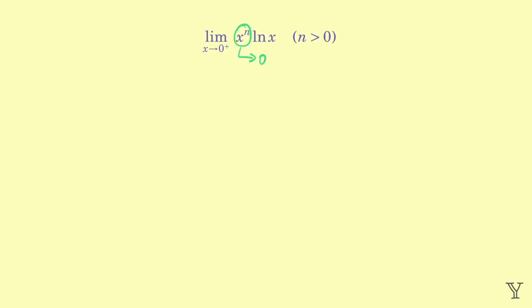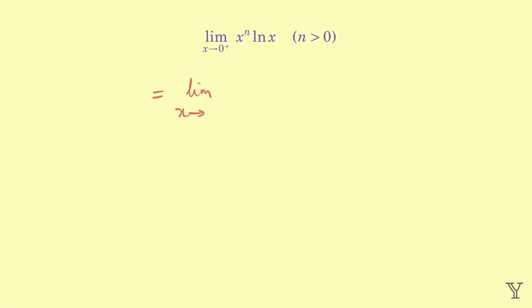Also, we know that as x goes to 0 from the positive side, log x goes to minus infinity. We therefore have a limit of the form 0 times infinity. Notice that we don't much care whether the infinity involved is minus infinity or plus infinity. We can apply L'Hopital's rule in either case. Okay, but before we apply L'Hopital's rule, we have to convert this expression to the form 0 upon 0 or infinity upon infinity.